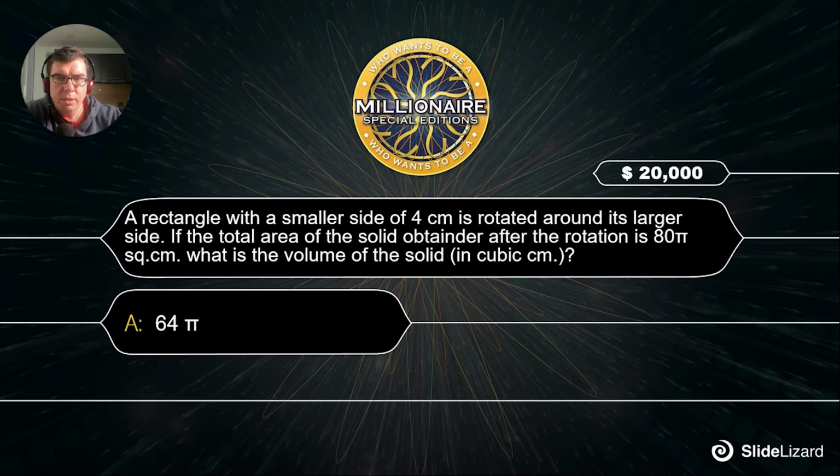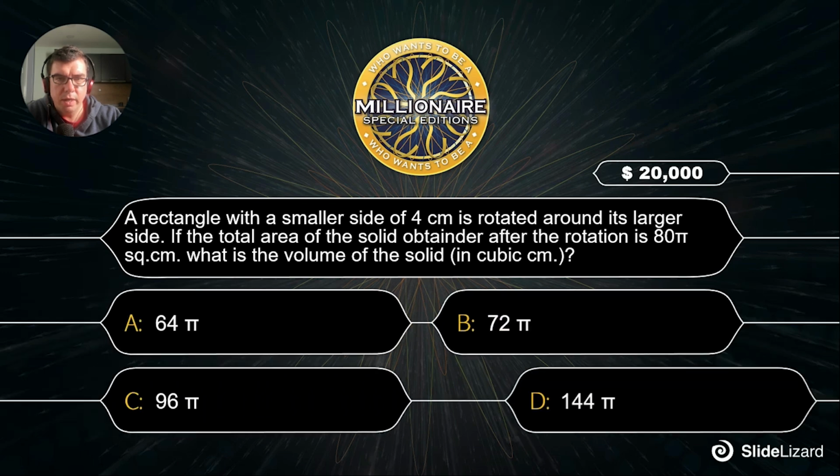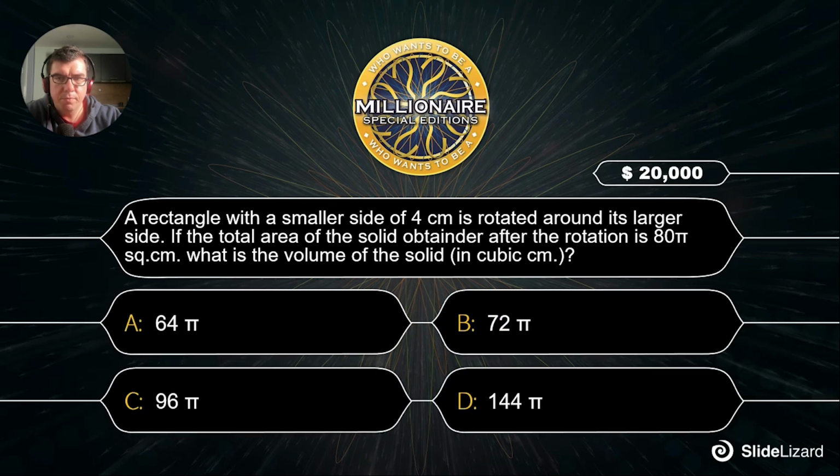A rectangle with a smaller side of 4 is rotated around its larger side. If the total area of the solid obtained after the rotation is 80 pi, what is the volume of the solid in cubic centimeters? Did you find C, 96?